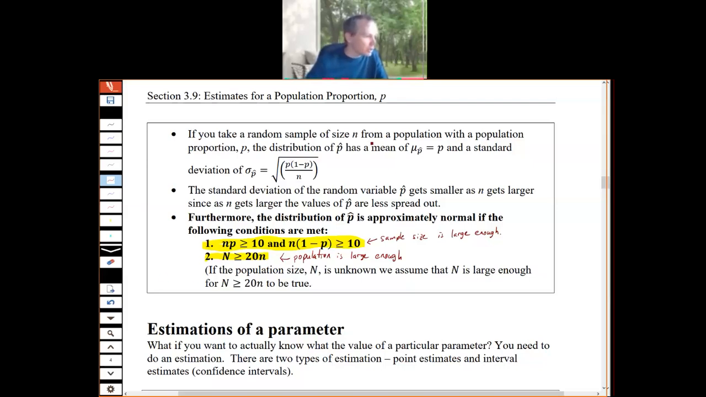Okay, so here's why we have these two checks. We need to make sure our sample size is big enough and that our population is big enough.